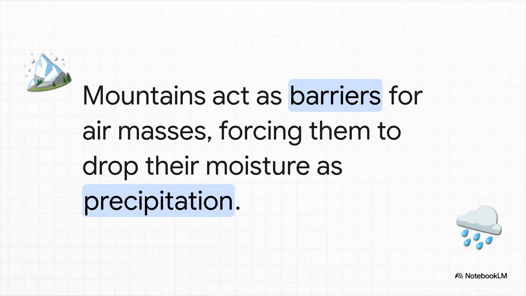R stands for relief. That's just a fancy word for the shape of the land. And big mountains are like giant roadblocks for weather. They force air up, making it cool down and drop all its moisture as rain or snow.